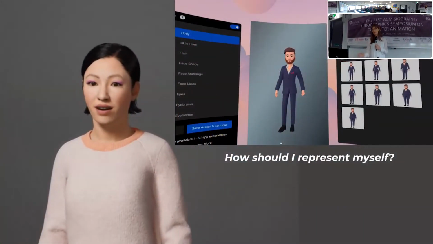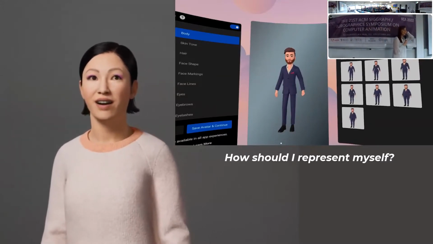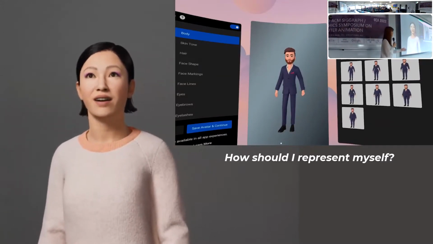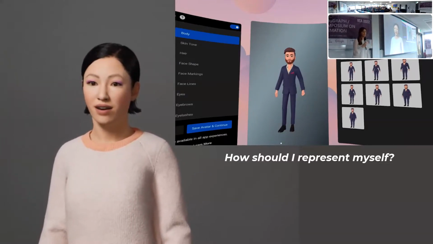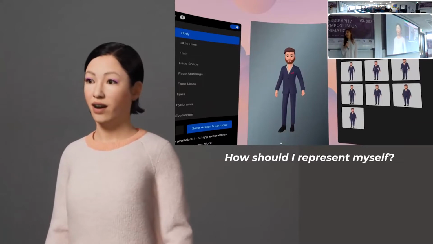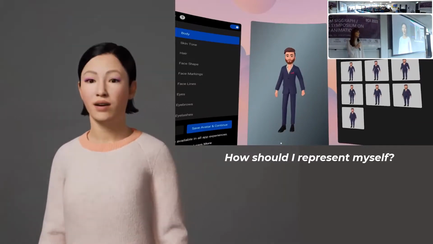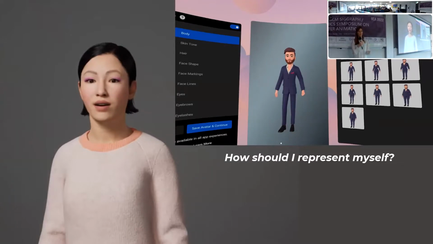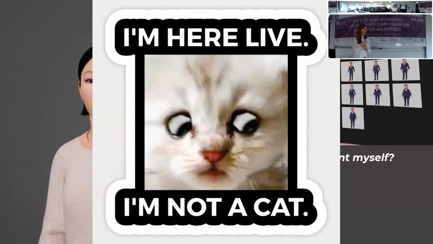I suppose the first thing about representing yourself in a virtual world is, how do I represent myself? Do I choose a nice cartoony representation, or do I go for something highly realistic? These are questions I've been looking at throughout my research, about the importance of the representation of a virtual character and what that means for your perception.